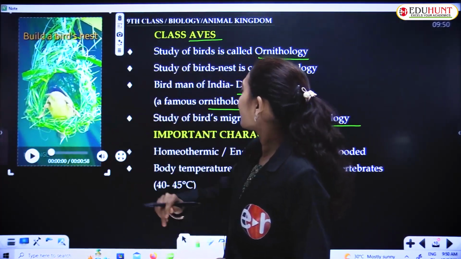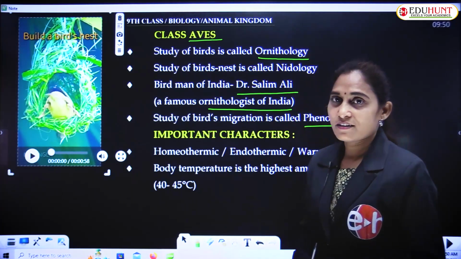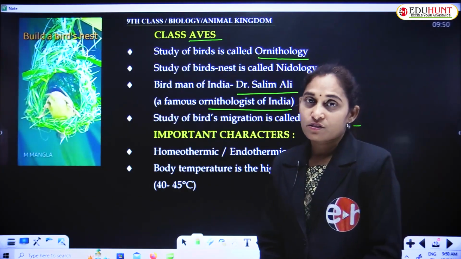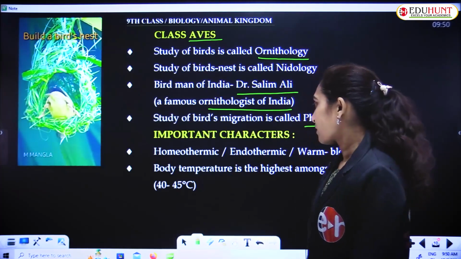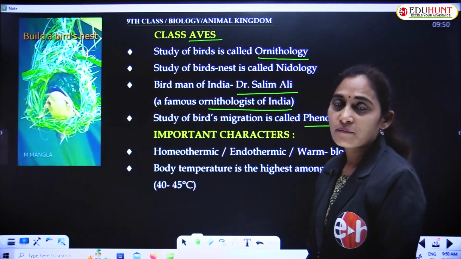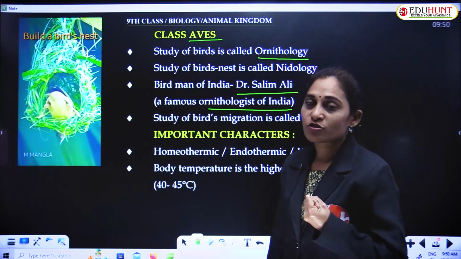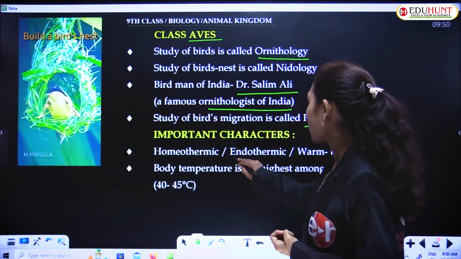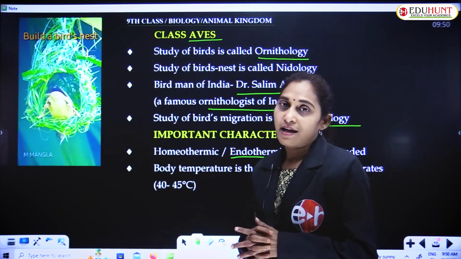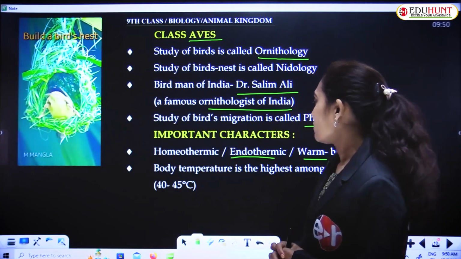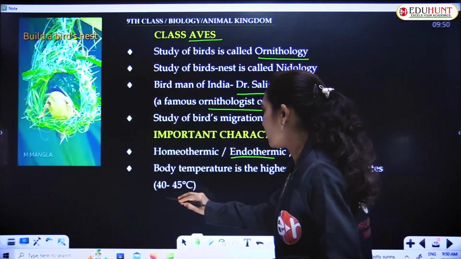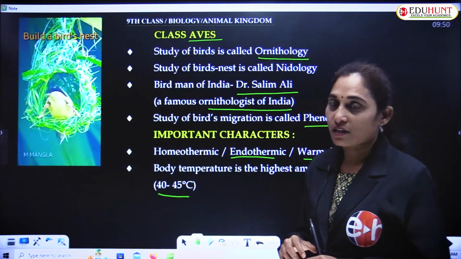Keep it aside. Let's move into the topic. What are the important features of birds? Aves are homeothermic animals, that is, they maintain body temperature as constant, also called endothermic and warm-blooded animals, as we have. Body temperature is highest among vertebrates, that is 40 to 45 degrees centigrade.